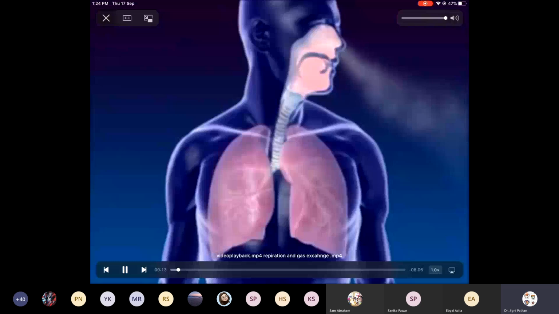Air moves into the pharynx or throat, the common passageway for food and air. Air continues on to the larynx. The epiglottis, a flap of tissue in front of the larynx, closes off the larynx when swallowing to prevent food from entering. The larynx, or voice box, contains the vocal folds. The trachea, or windpipe, connects the larynx to the bronchial tree. The cartilage rings of the trachea prevent the trachea from collapsing.